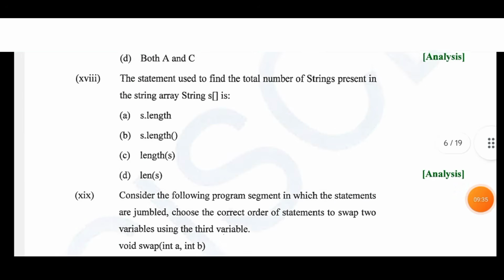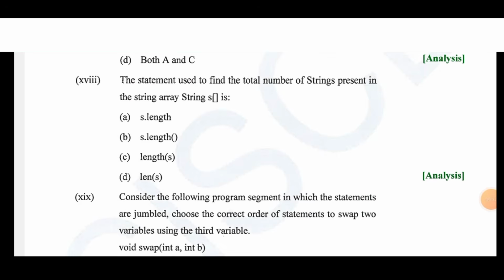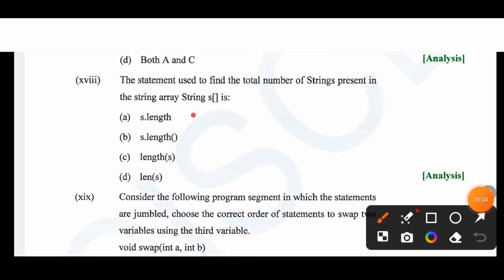Now, the statement is used to find the total number of strings present in a string array. How will you find it? See, there is a difference between finding the length of a string and finding the length of an array. For a string we have the length method, and for an array we have the length property. So here it is s dot length property, not the method. Accordingly, the first option is going to be correct.